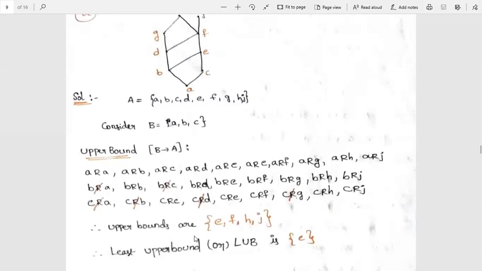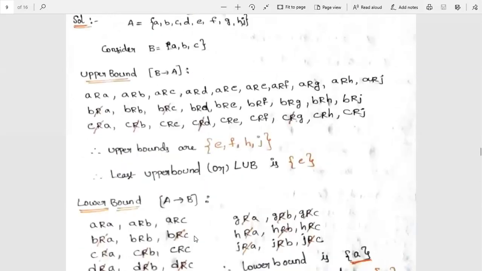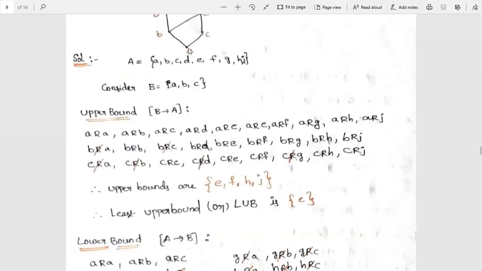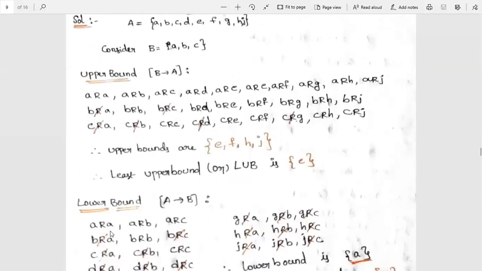Okay. So next, lower bound. In lower bound, we compare A to B. So are all the elements of A related to B or not? First we go for the element A in set A. A is connected to B, A is connected to C, and A is itself A. So A is related to A, related to B, and related to C.